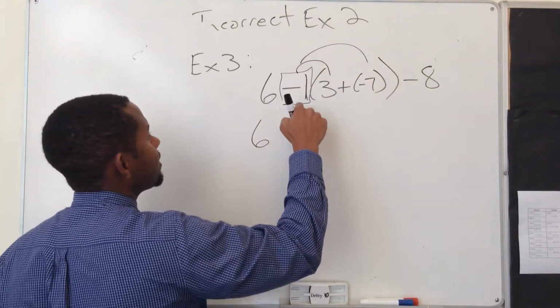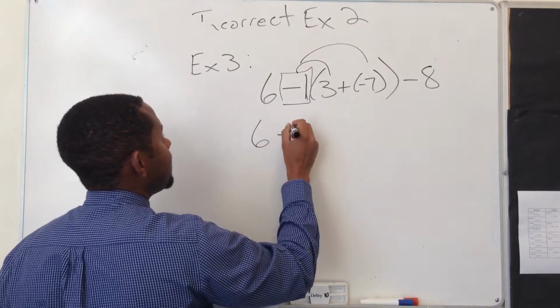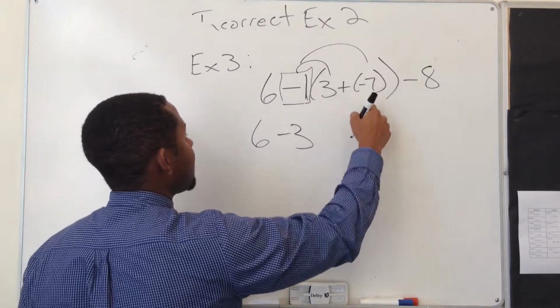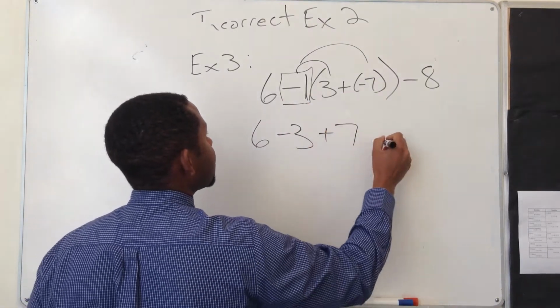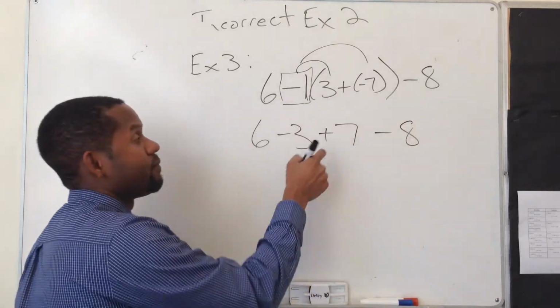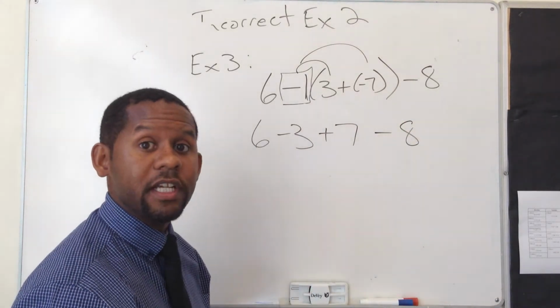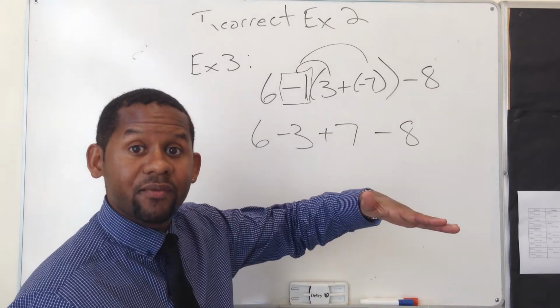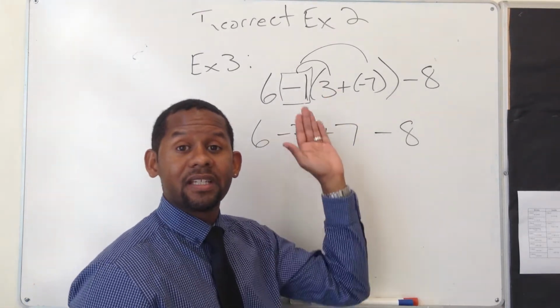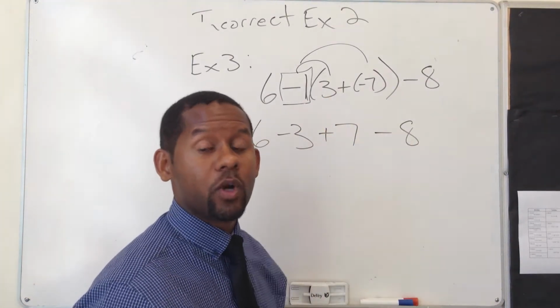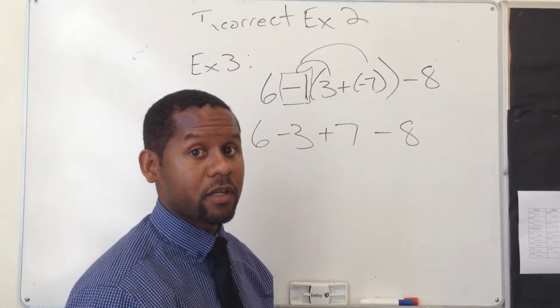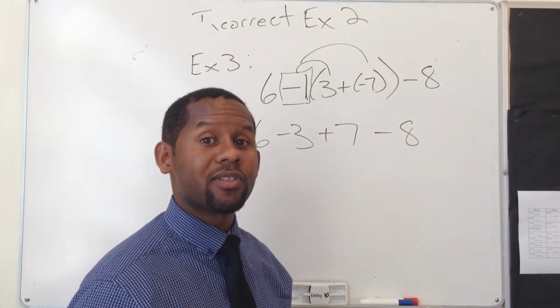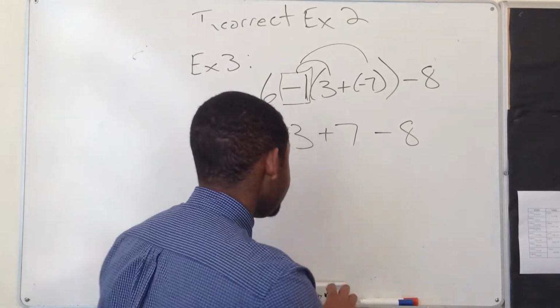So this becomes 6 times negative 1 times 3 is negative 3. Negative 1 times negative 7 is positive 7. Okay? This is what it should turn into. So anytime you see a random negative next to a parentheses, make it negative 1 or minus 1 and distribute that negative. Okay? So those are big mistakes that I was seeing kind of across the board.